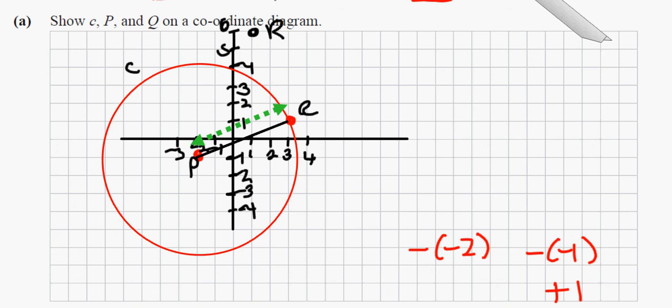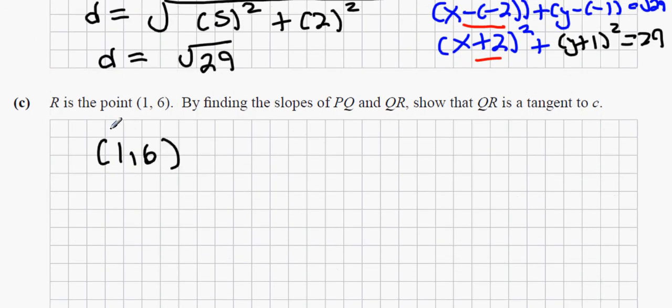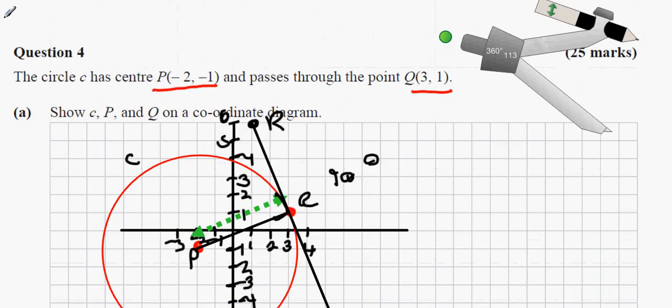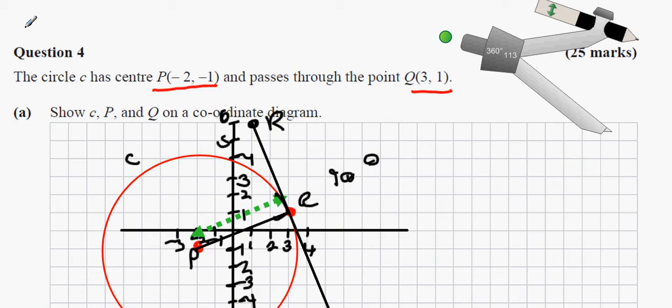QR is this line here. You link Q to R, and we can see that PQ is the radius and it's perpendicular. If it's a tangent, then PQ is perpendicular to QR, because you can see that they make a 90-degree angle. So we've got to find both slopes. So let R be (1, 6). Q is going to be (3, 1). And P is (-2, -1).